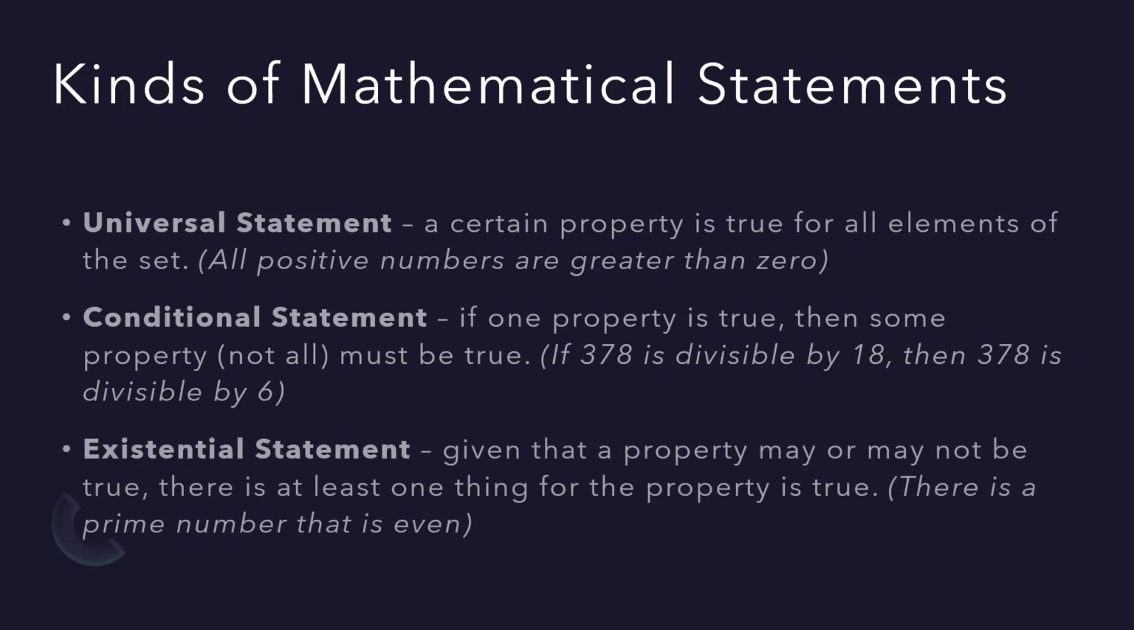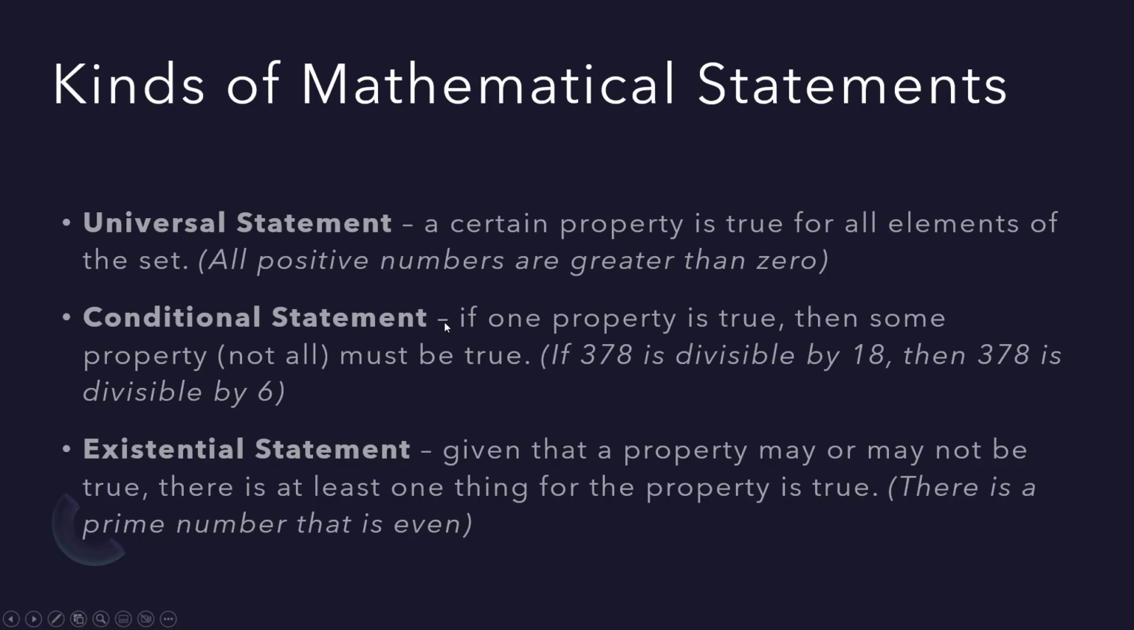Given that a property may or may not be true, there is at least one thing for which the property is true. For example, there is a prime number that is even. Actually, there is. Which prime number is even? 2. What are the divisors of 2? It's only 2 and 1, but it is even. Other even numbers are not prime, because all even numbers are divisible by 2. Those are examples of existential statements.